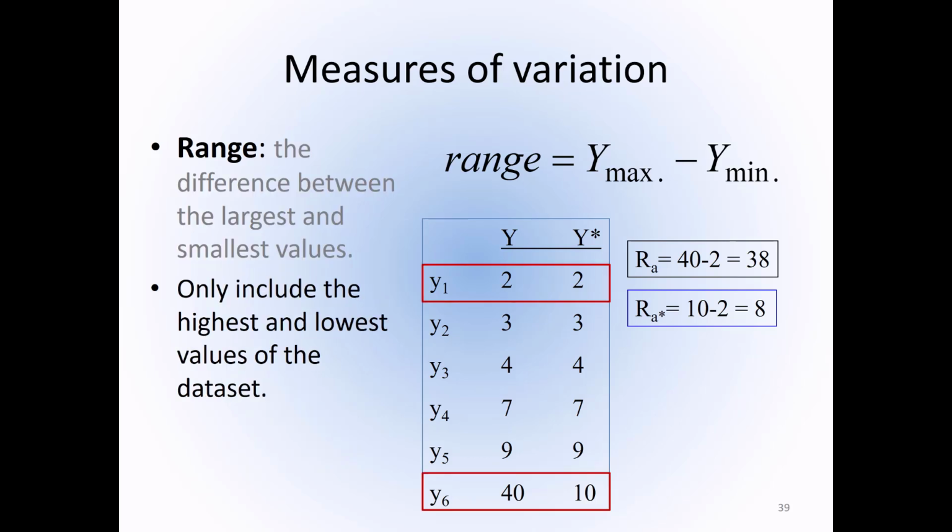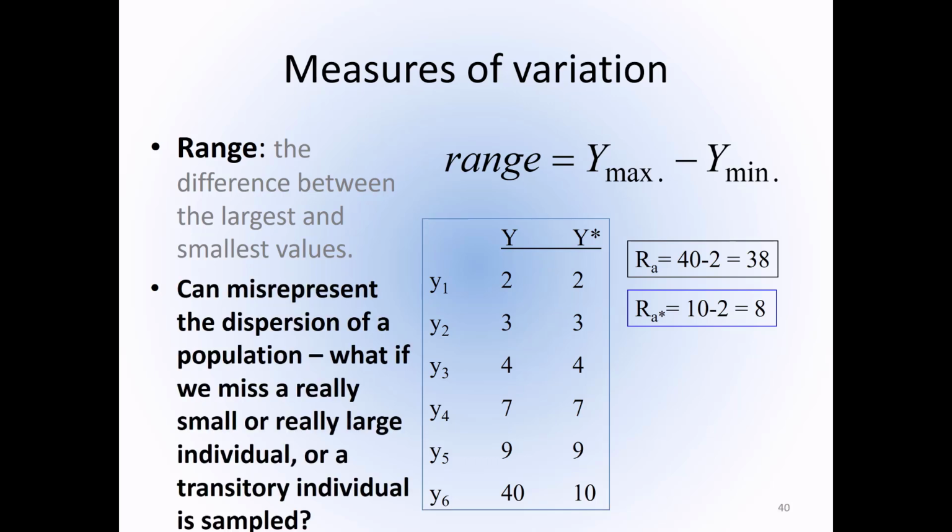Now, something to consider is that the range only incorporates two values in a data set, the minimum value and the maximum value. And so this limits us quite a bit in measuring dispersion. And this can also lead to misrepresentations of how variable our data set is. In the event that we happen to miss a particularly small or large individual, or if there's some type of migratory individual that happens to be included in our sample, this could drastically affect our measure of dispersion, potentially in our sample Y here, in which the range is 30 greater than Y star.